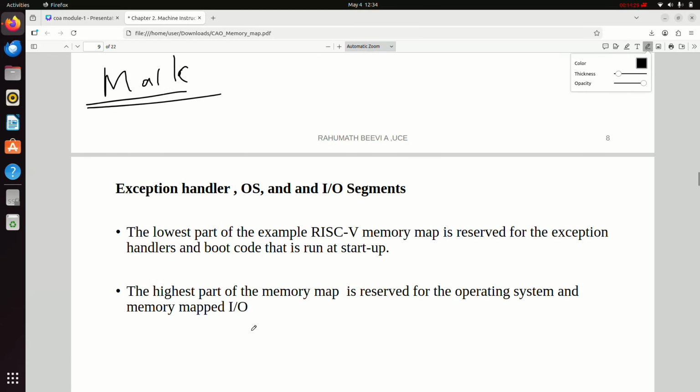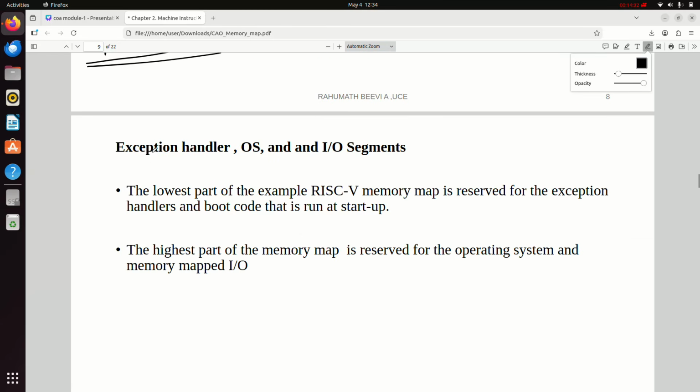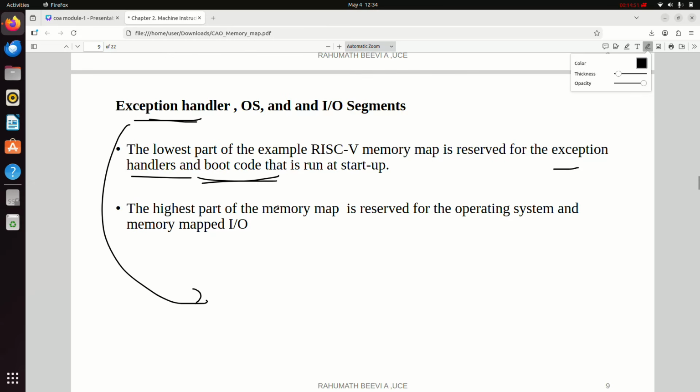Okay, then you have the exception handler. The exception handler is located at the lowest memory region. It stores the exception handling routines and boot code. It is reserved for exception handlers, that is, exception handler routines and boot code. It is used when an error or interrupt occurs. Whenever any error or interrupt occurs, we are going to use this exception handler.